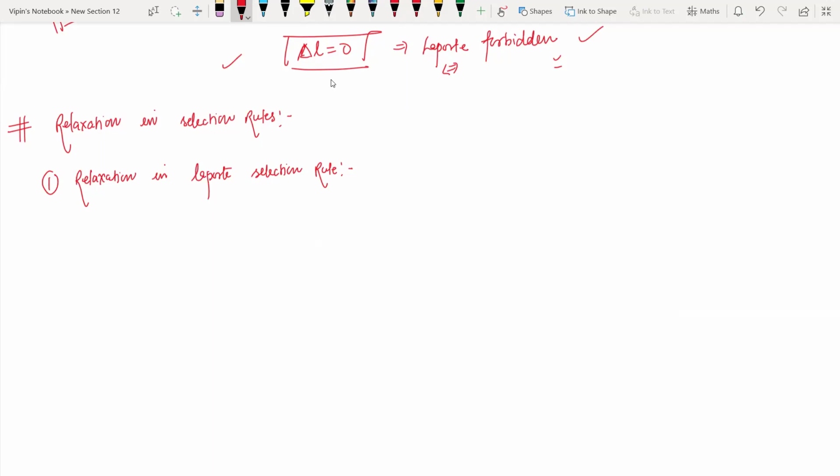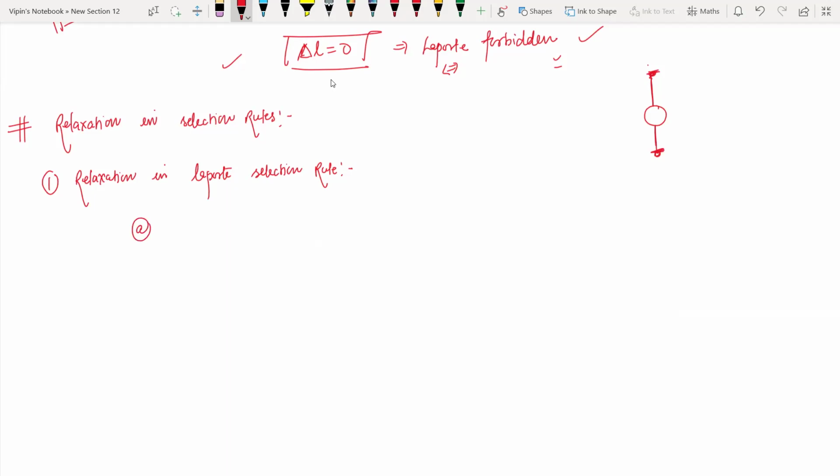Now, listen. The Laporte selection rule is strictly valid when there is a center of symmetry. What is the center of symmetry? If you move from the center in the opposite direction, then there will be the same kind of species at the same distance. Then this complex is called centrosymmetric. For example, an octahedral complex has a center of symmetry, but a tetrahedral complex does not have a center of symmetry, right?